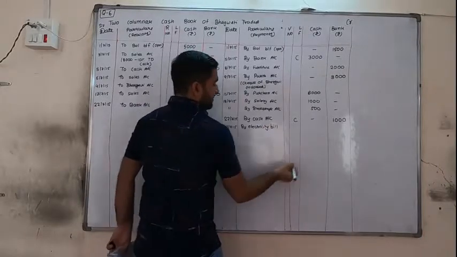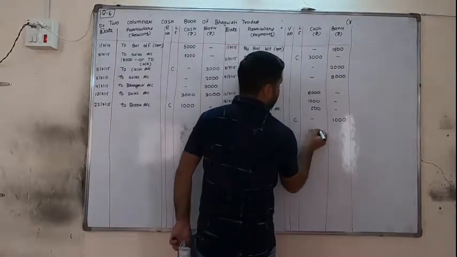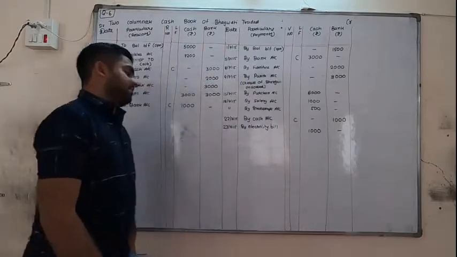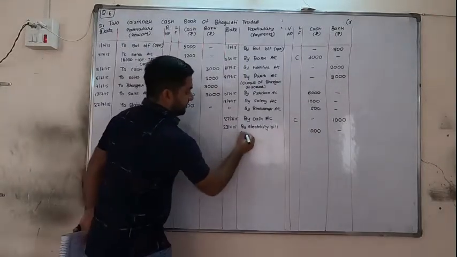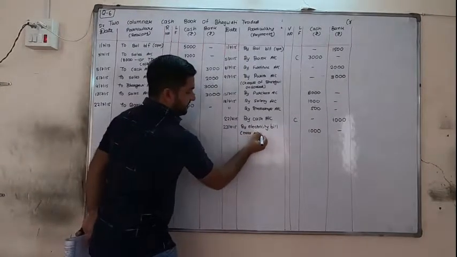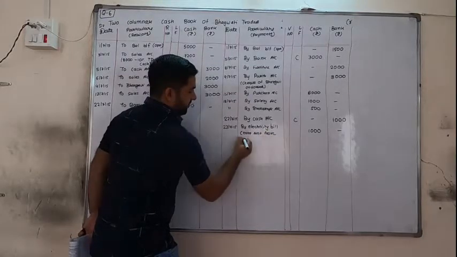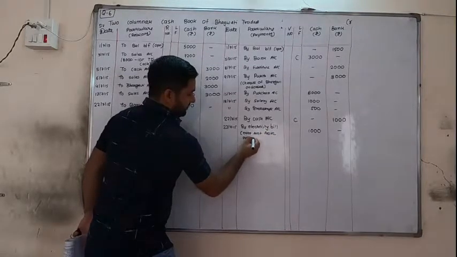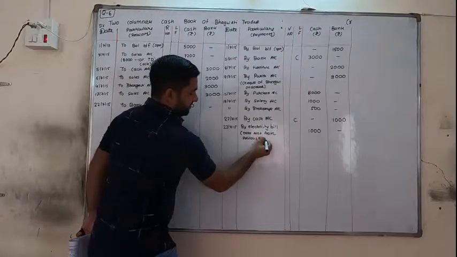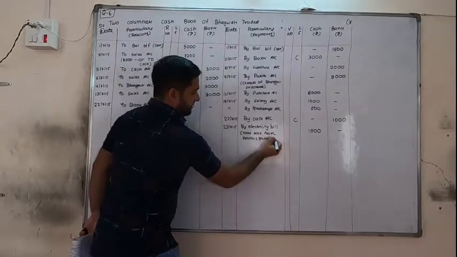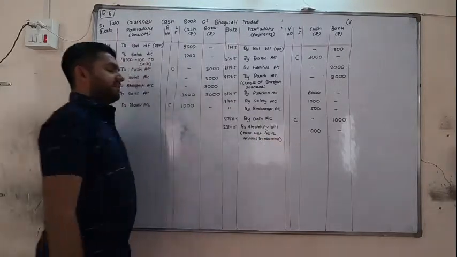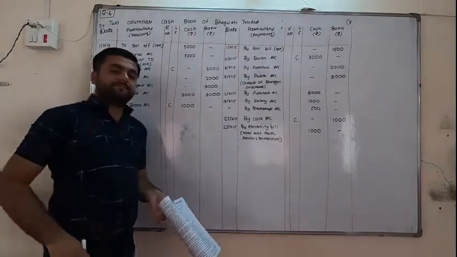By electricity bill we are paying through cash 1000, and here write, take amount from previous transaction. Take amount from previous transaction.